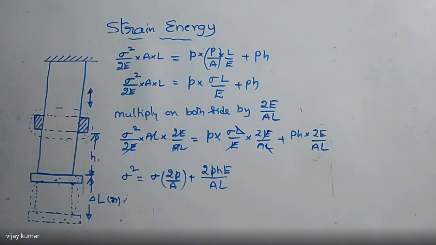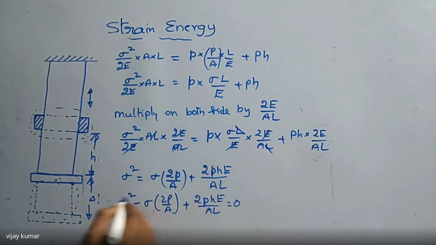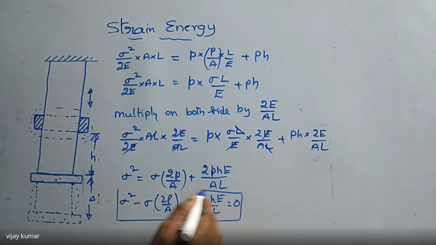A into L. So this is the equation we got. Then again I'm writing here sigma square minus sigma into 2P by A plus 2 into P into H into E divided by AL must be equal to 0. So this is in the form of a quadratic equation. If it is a quadratic equation, we are going to find the solution of the quadratic equation.